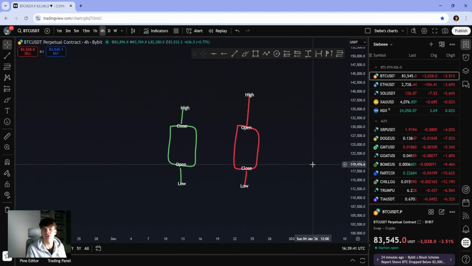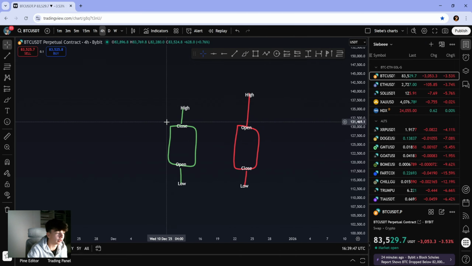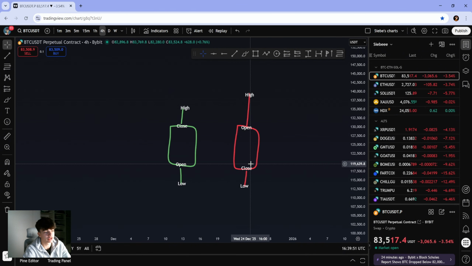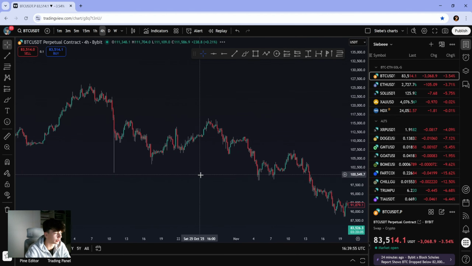So here I added the names. Yeah, don't look at it, it's not some graphic master thing, but this is very easy to understand, so I don't want to spend too much time on this. As you see with the green candle, this is the open, this is the close, high and low. The red candle, this is the open, this is the close, and this is the low, and this is the high.